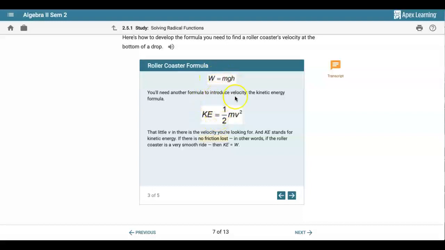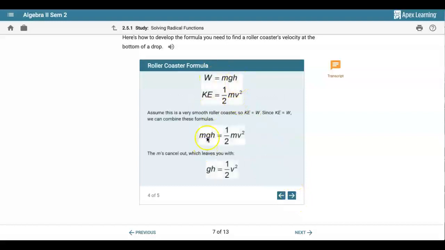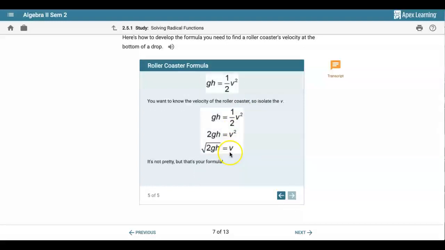So assuming that these are going to be equal to each other, we can then make this new equation here, mgh equals 1/2 mv squared. We just set these equations equal to each other. And there's mass on both sides, so we can divide by mass on both sides. So we're left with 1/2 v squared equals gh. And then obviously we wanted to solve for our velocity. So we multiply both sides by 2 to get the 1/2 away from v. And then we need to get v by itself. So again, we take the square root of both sides. So that's how we get to this formula here.